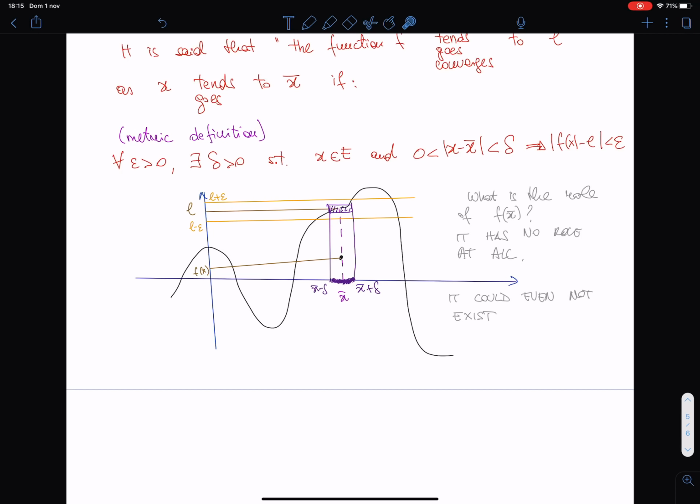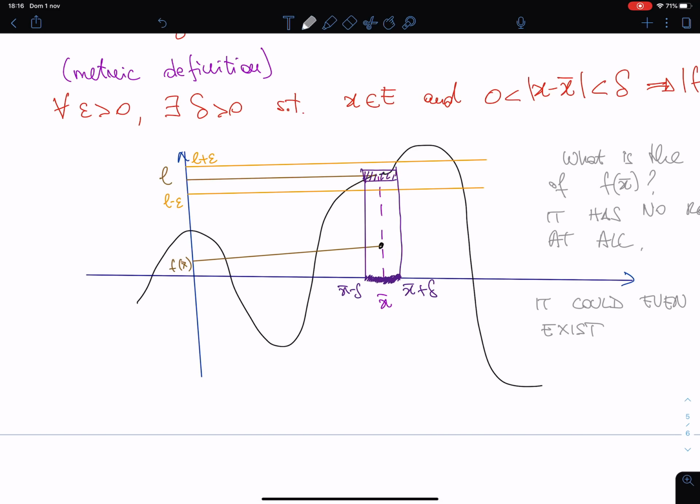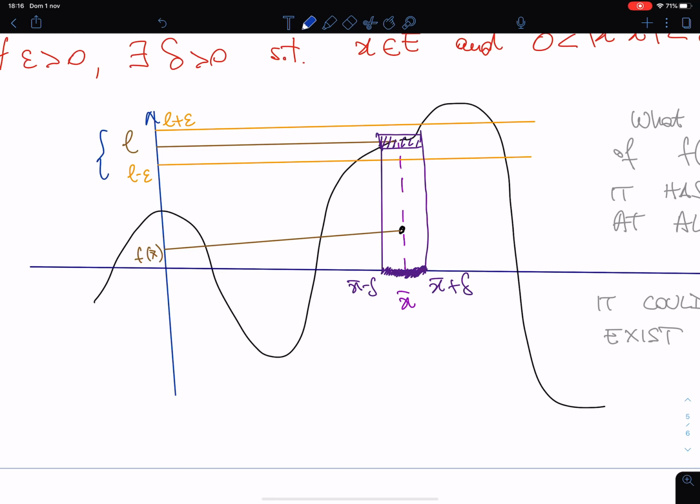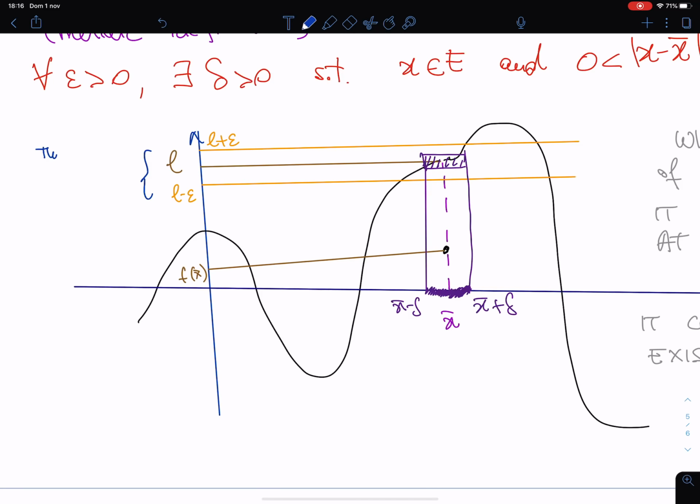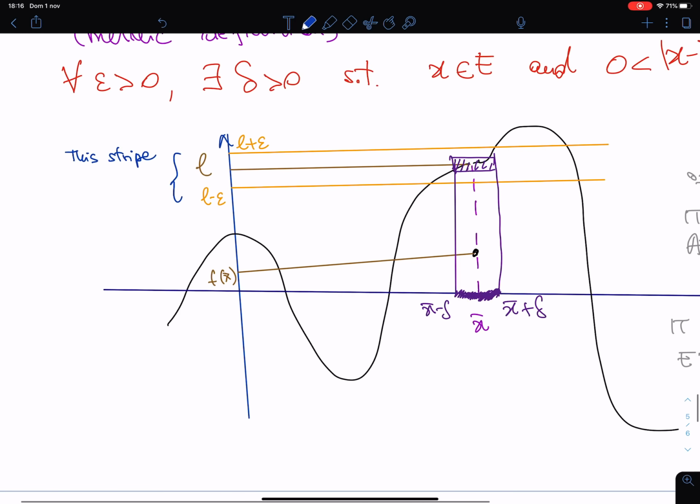The second remark opens the road towards a more interesting, abstract, and also generalizable definition of limit. What is this definition? It is the following. When using epsilon, what we constructed here is a stripe, and this stripe is a neighborhood. We can say that this horizontal stripe is a neighborhood of L.